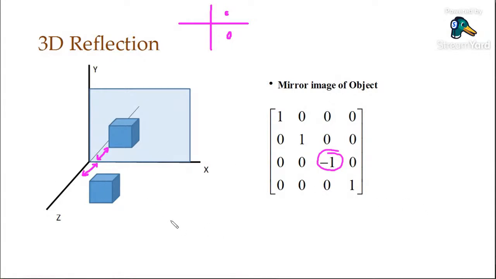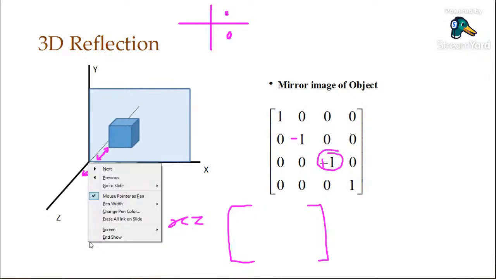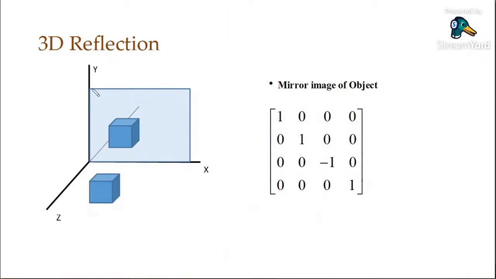Now if you are taking the xz plane reflection, what will be the matrix you will have? For xz, y will be minus and the remaining will be the same, so this will become positive in this case. Now if you consider the yz plane, reflection about yz, x will change, so this will become minus and all others become plus. So accordingly you have to write the values.